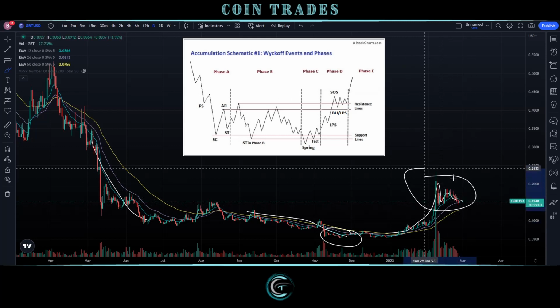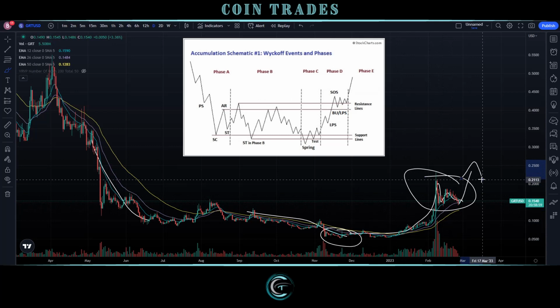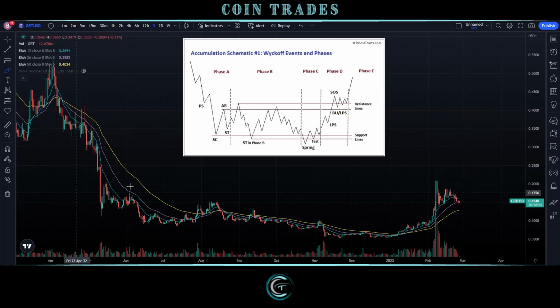So if we do get a confirmation of a nice breakout, we could be looking at an extremely nice phase E to the upside for the Graph protocol, if in fact we do get a lot more bullish pressure out of the rest of the crypto space.